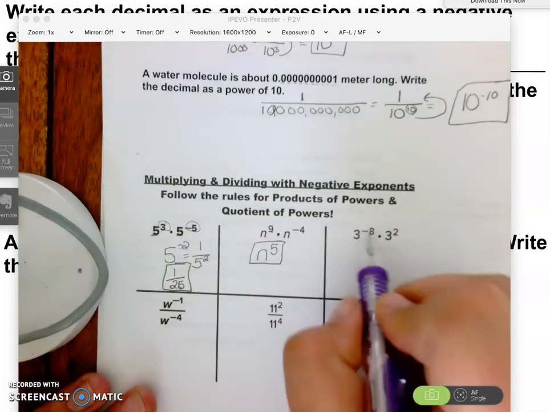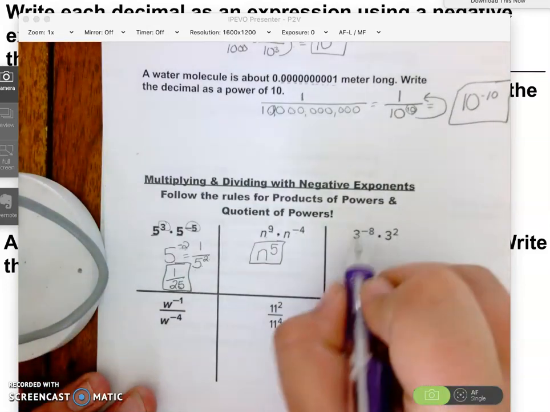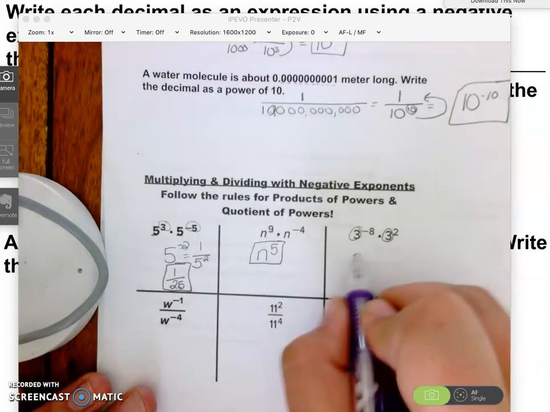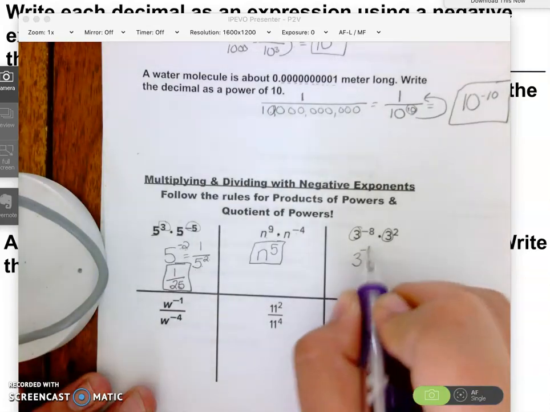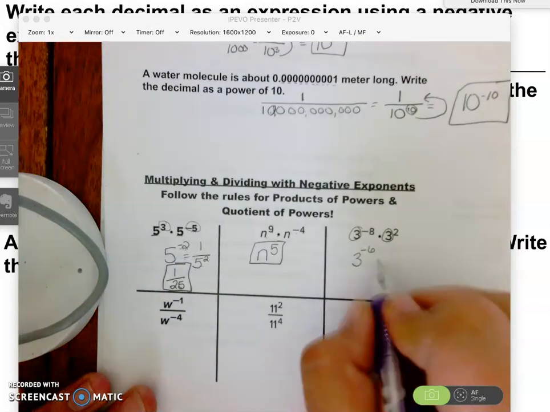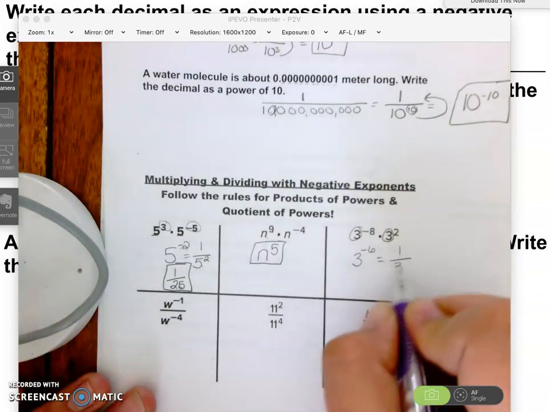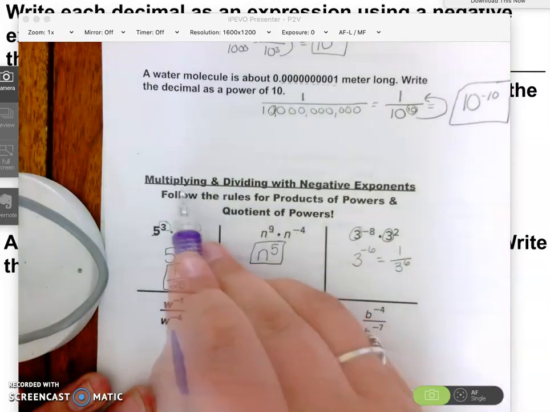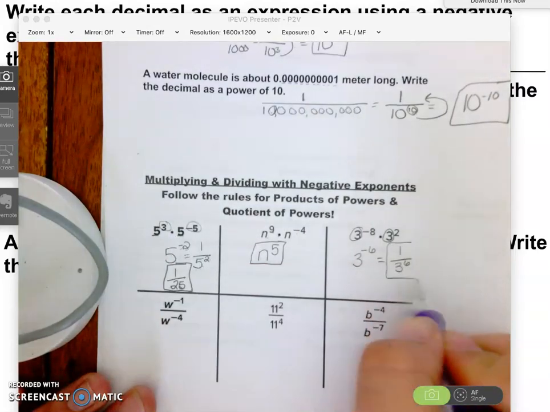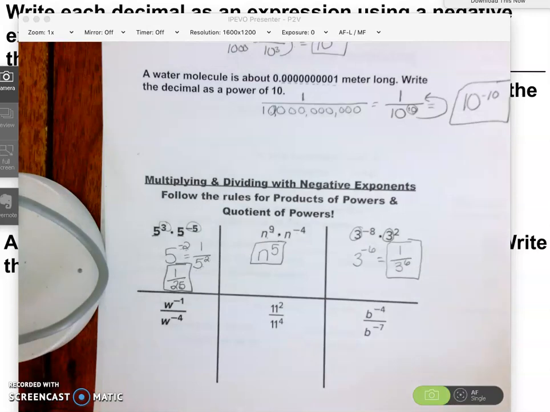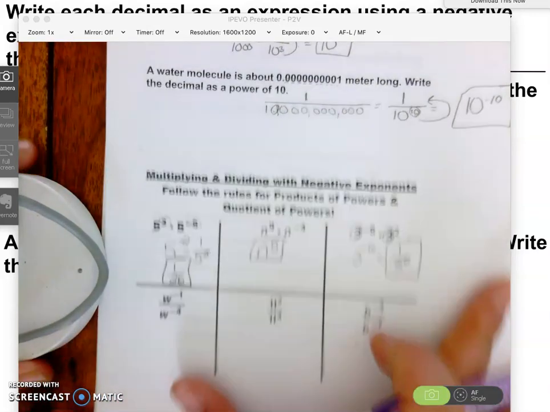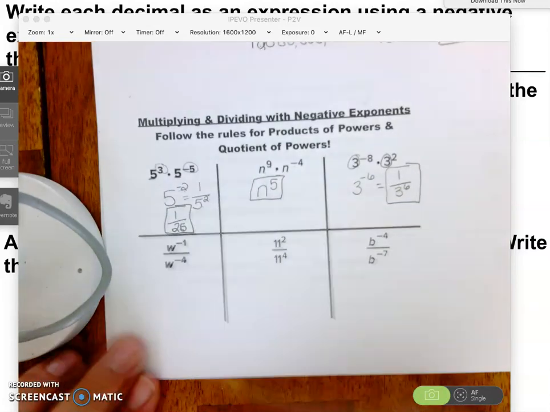Okay, negative 8 plus 2, because I have a like base right here of 3, so I have 3 to the negative 6th power, and I'm going to just put that under 1. And right now I'm just going to leave it as 1 over 3 to the 6th power, because I got rid of my negative. Okay, now we're dividing.